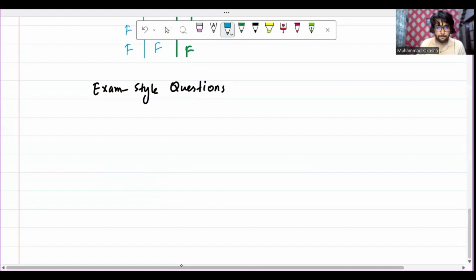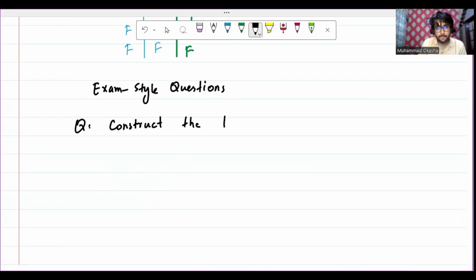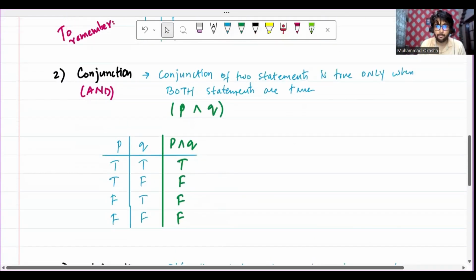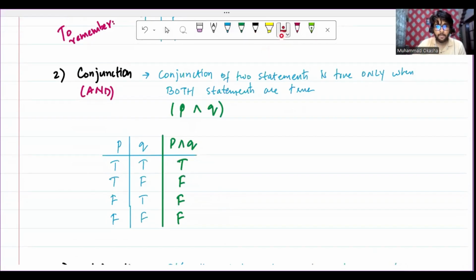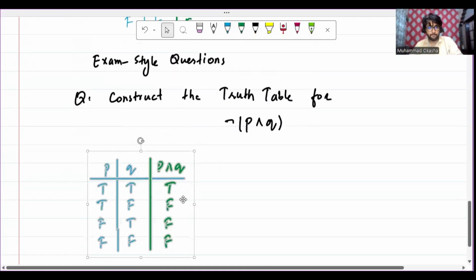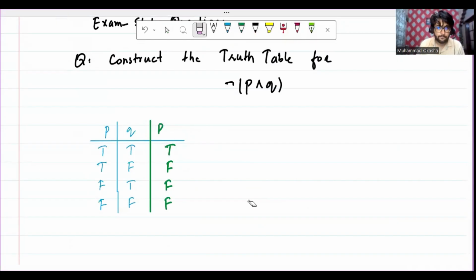Right. Let's see. For example, the question says, construct the truth table for negation of P conjunction Q. Remember, this cap is conjunction, right? If you remember from above, conjunction. So what we're going to do is start off by copying the table. I'm going to copy the table right here. Half of it is done already, but I'll do it again.